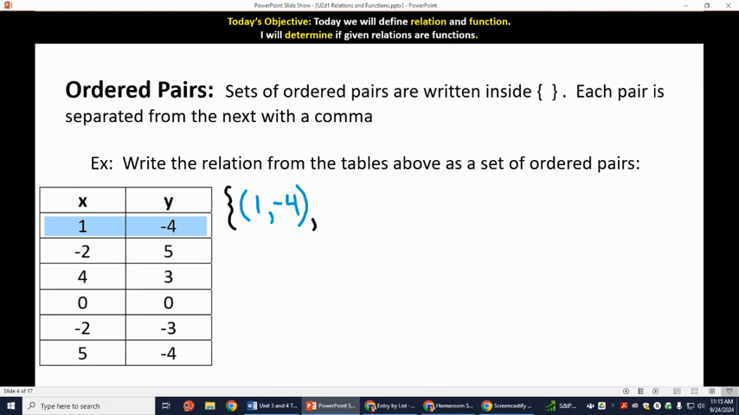I'm going to put another comma because now I'm going to put the next one. The next one is going to be -2, 5. So same thing, parentheses, -2, comma, 5. Close that parentheses, and then we're going to put another comma because we're going to have the next one.